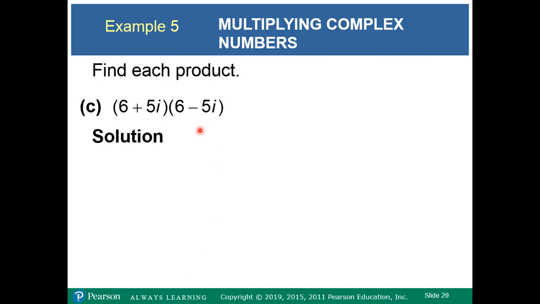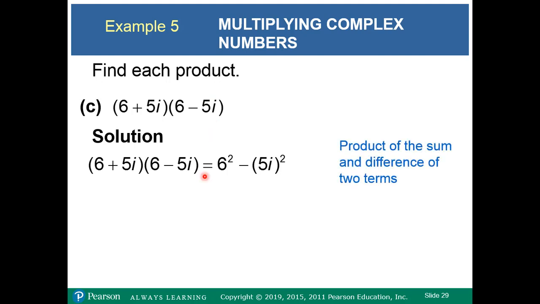Now what about this one? Now this one is another special one. Okay, we have 6 plus 5i, and then 6 minus 5i. Let's see what happens here. So we're going to, again, do the FOIL method. And what happens? Well, the middle term falls out, just like in binomials. Okay, so we end up with the difference of two squares, right? So it has the same sort of form as the difference of two squares. So that's what we're going to get.